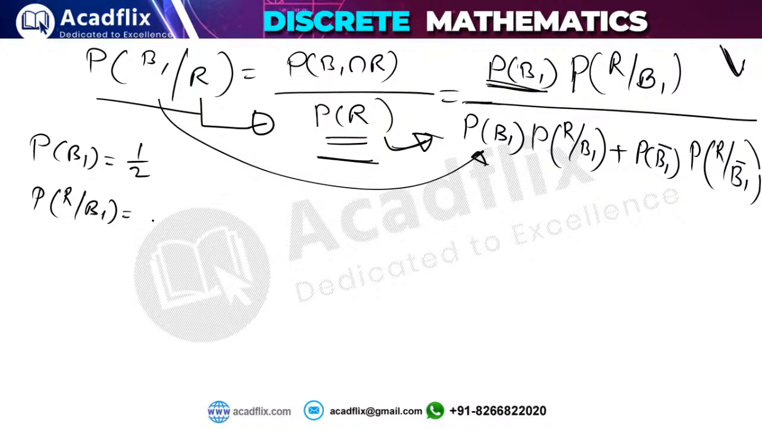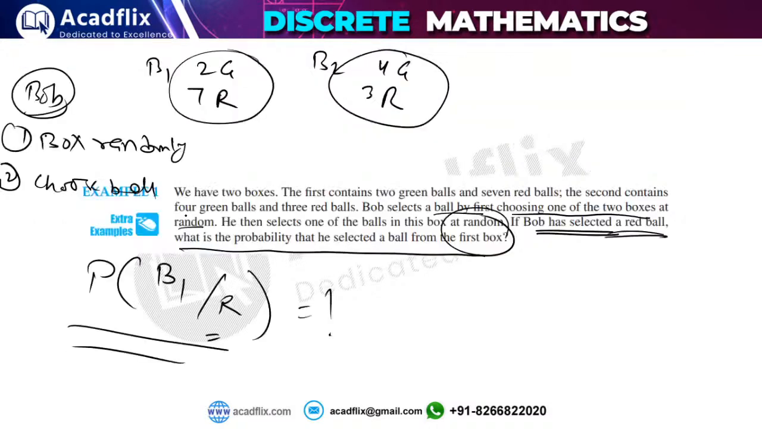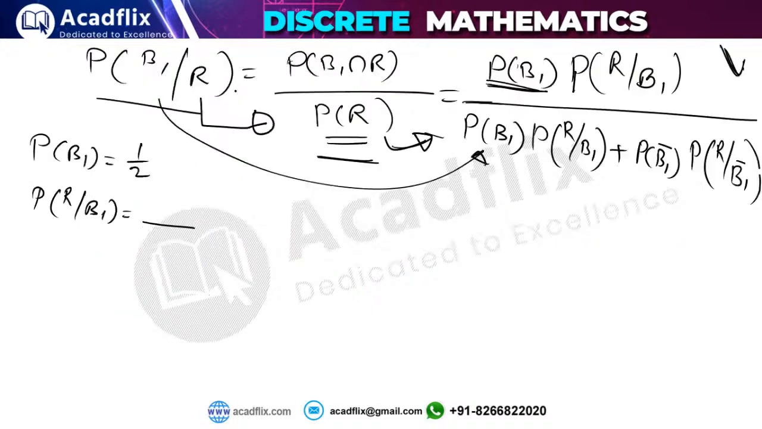You have already chosen B1. So what will it be? Given that you have already chosen B1, now what is the probability of choosing R? So this will be 7 divided by 9. So this is your value. So we have found this value, and we have found this value also. Let's find the next value.